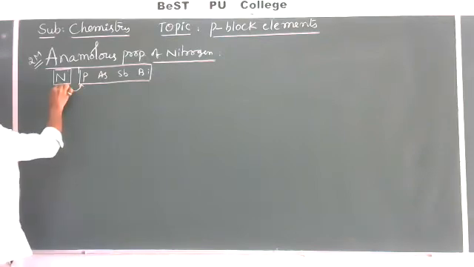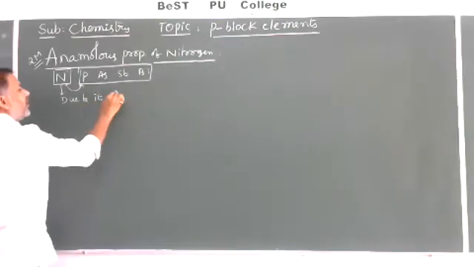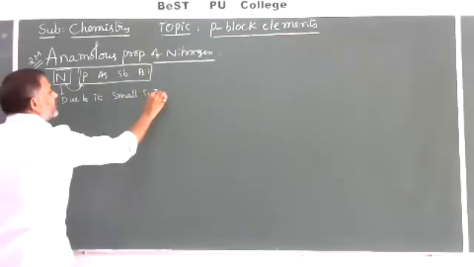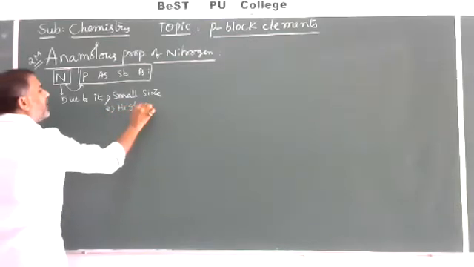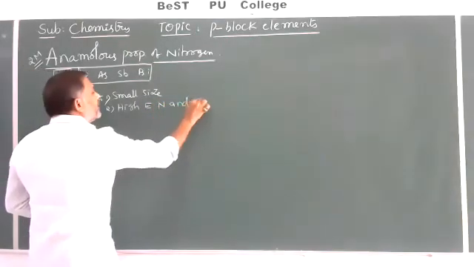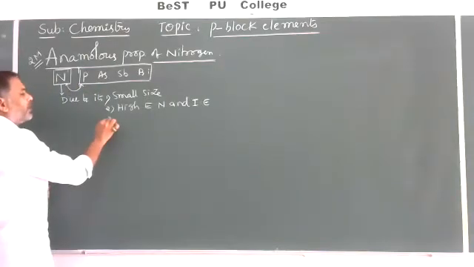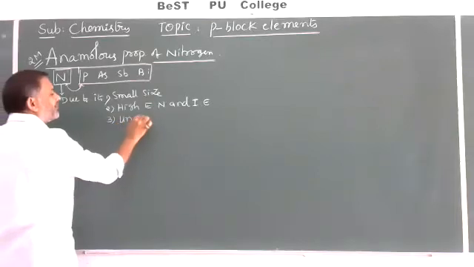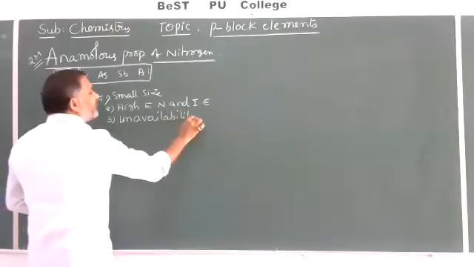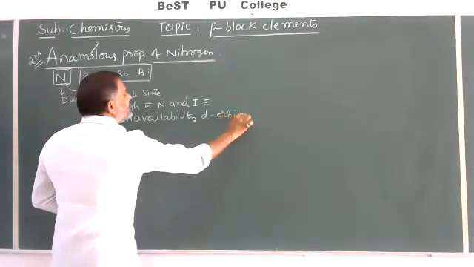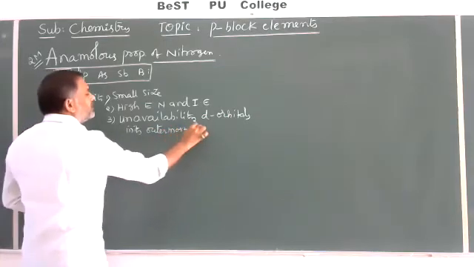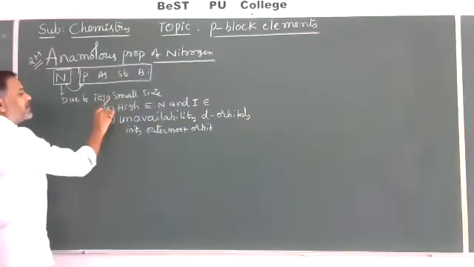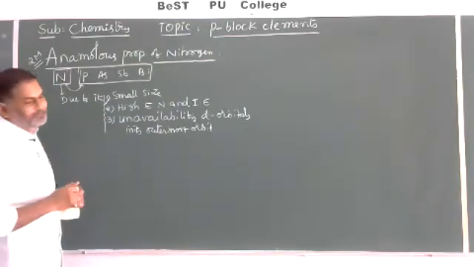Here, nitrogen shows some anomalous properties compared with the same family members. The main reason is, first, its small size. Due to its small size, its electronegativity is more. That's why high electronegativity and ionization energy. Then the third one is unavailability of d orbitals in its outermost orbit. So these are the 2 to 3 important reasons for the anomalous properties of nitrogen.